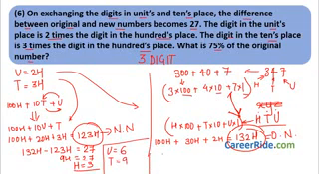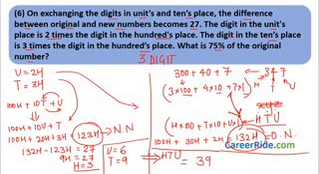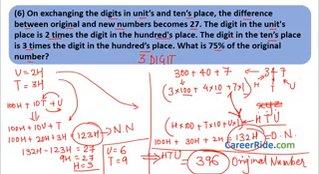So what is our original number? Original number is HTU. H is 3, T is 9, and U is 6. This becomes our original number, 396. But this is not our answer. What do we want? 75% of the original number. Let's calculate it over here. 75% of original number, that is 396.